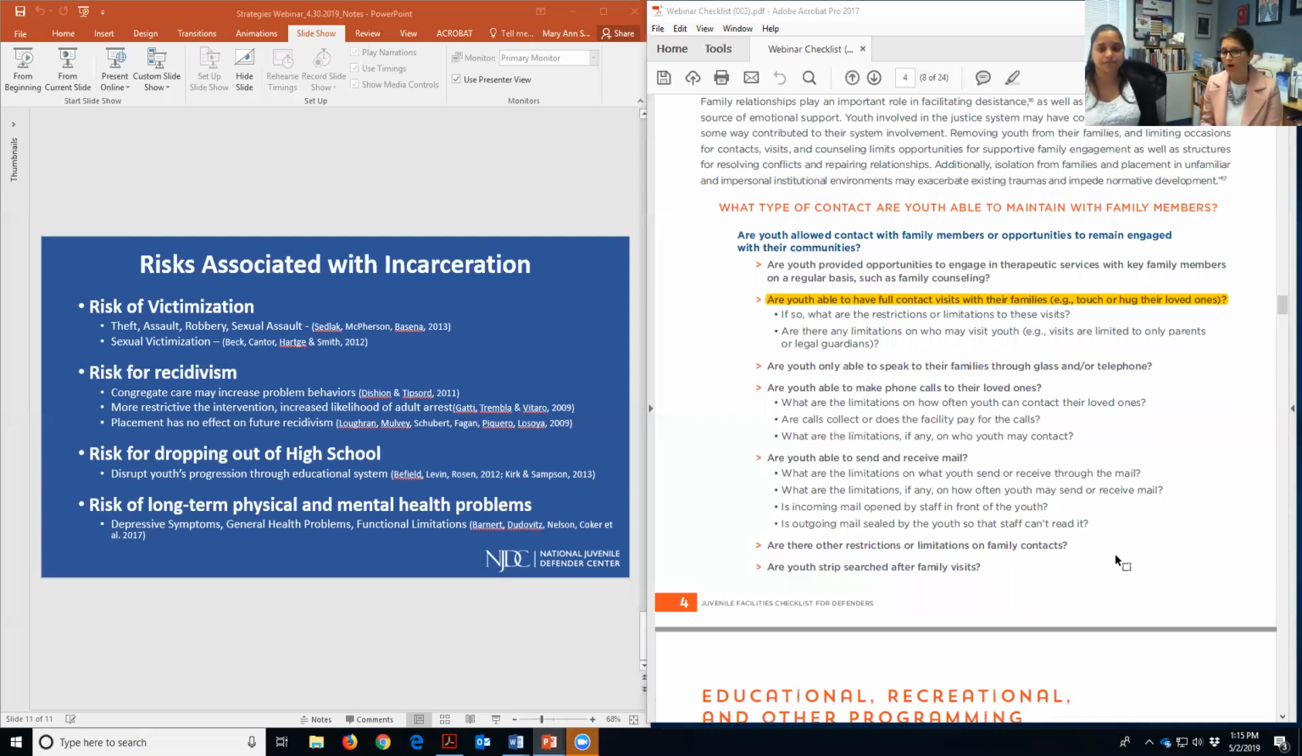So we know that strong adult and family relationships are one of the critical protective factors for young people, all young people. And that for young people who have experience in the juvenile court system, ensuring that they've got those strengthened family and community relationships is essential. And understanding what kind of contact they can have and how frequently they can have it is important.